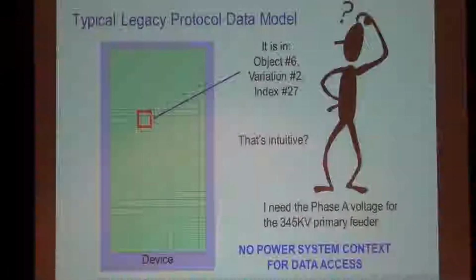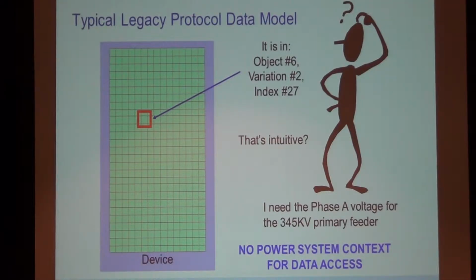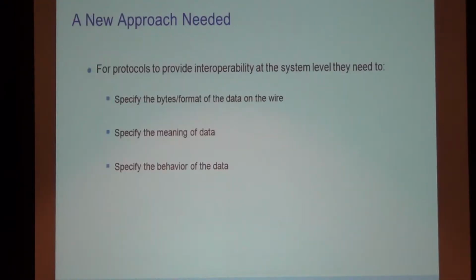So the typical legacy protocol would say, yeah, we have a very simple little model. We organize data in a big sequence of array. Now this could be register numbers, index numbers, whatever. But the problem is that you're not thinking about register 22. You're thinking about, I need a phase A voltage. So there's no power system context in these numbers.